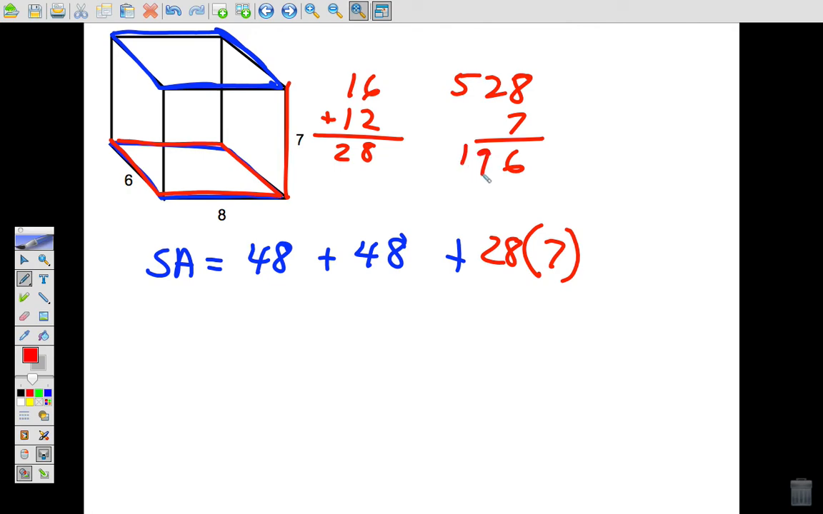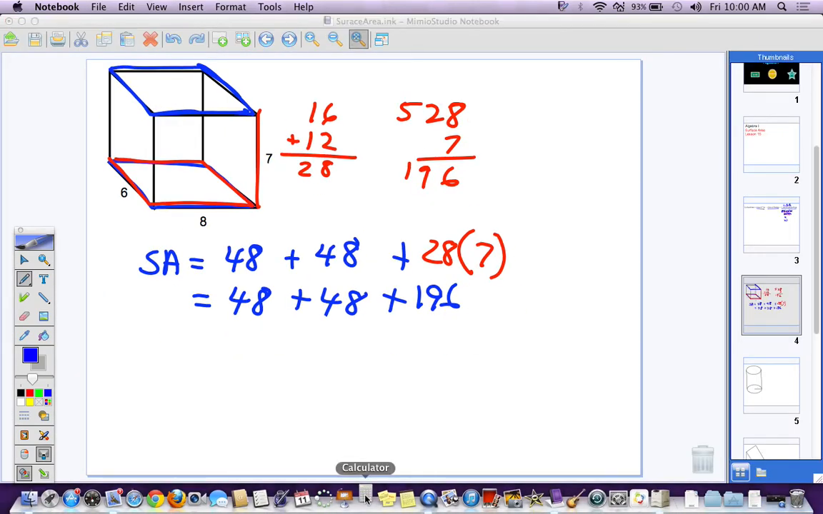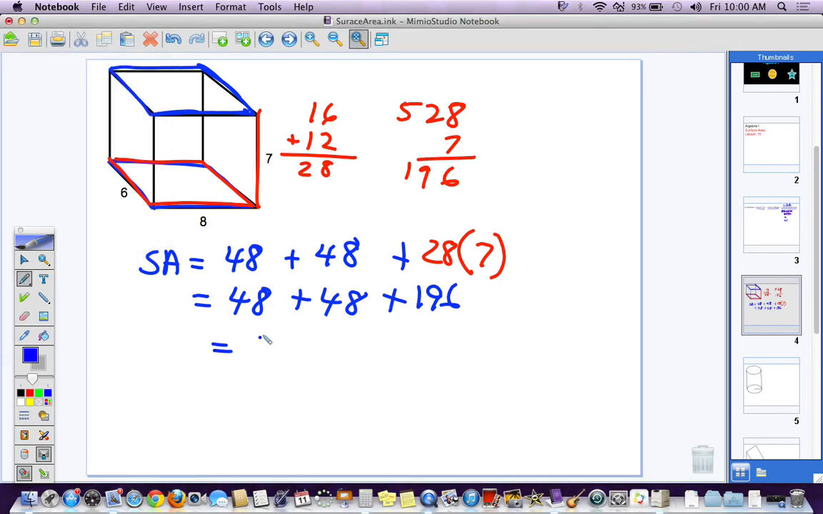and that's 196. So my surface area would be 48 plus 48 plus 196, and I add those up. So 48 plus 48 is 96, plus 196, and I get 292. And since it's area, it's always squared. In this case, we'll say units squared, since I don't have a label on it.